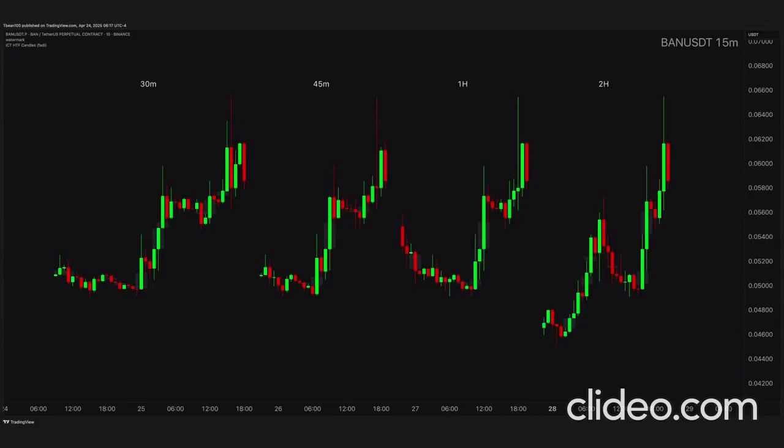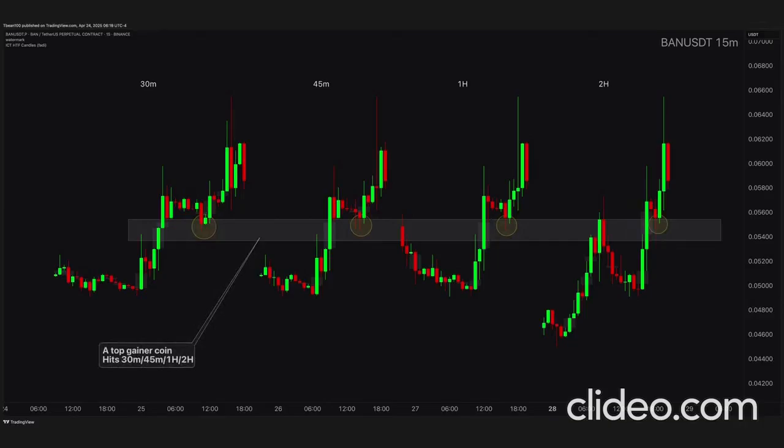So, the Ben coin was one of the top gainer coins of the day and it had a highly strong momentum. And right in this location, you can notice price dips into this multi-level imbalance location, tapping the 30 and 45-minute imbalances and 1 and 2 hour imbalances as well. This is one of the ways of finding entry zones extremely quickly.